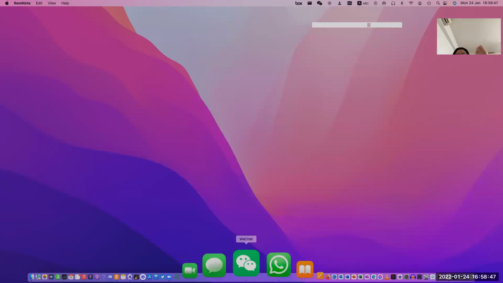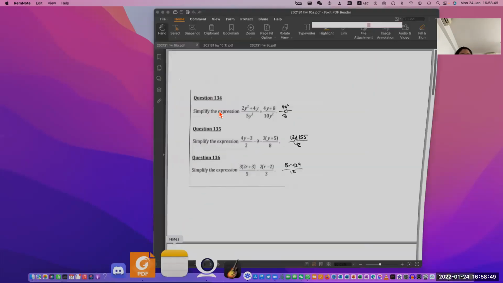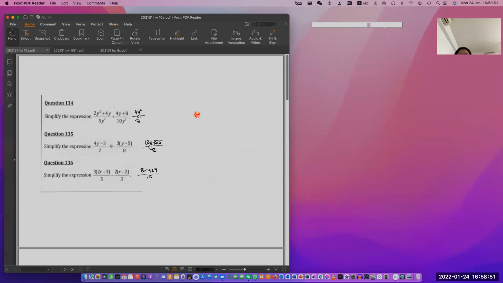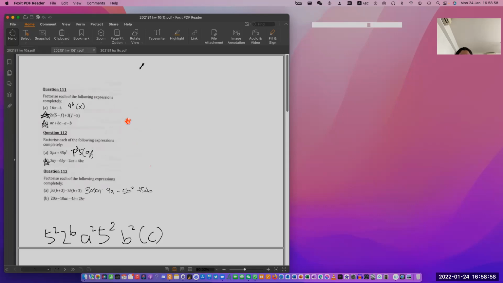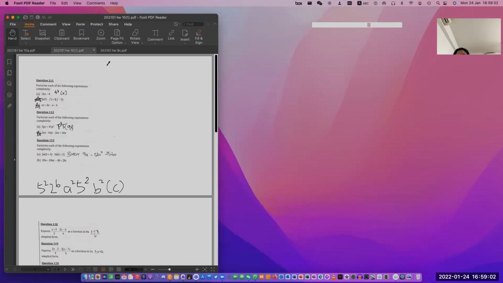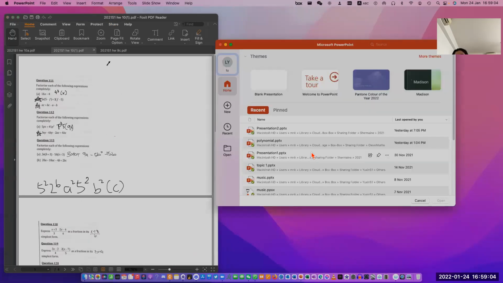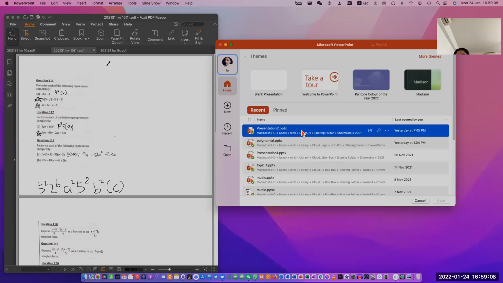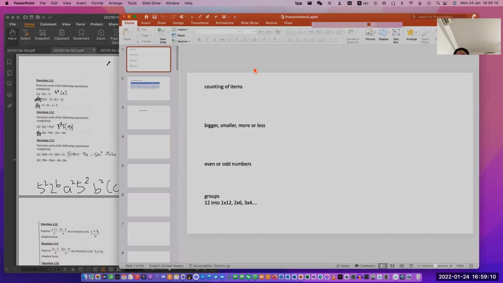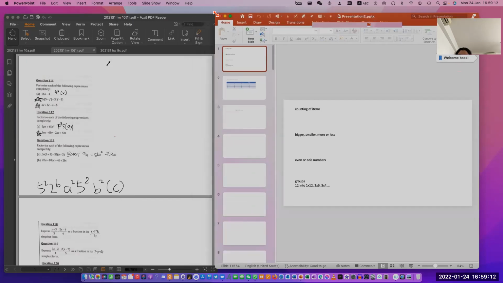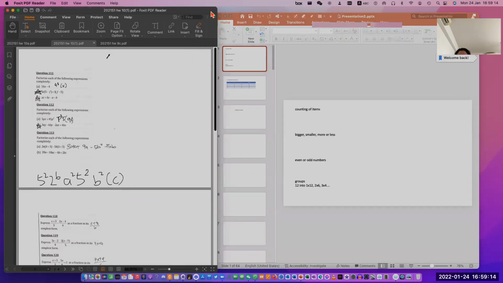Let me open the homework. All right, so let's look at 10. Let's look at 10 first. Okay, so this is on the left hand side over here. Then let me launch the PowerPoint. Okay, good. So let me put them side by side.